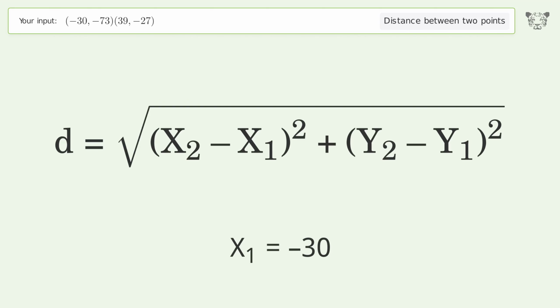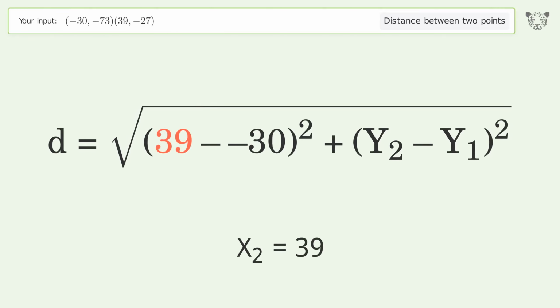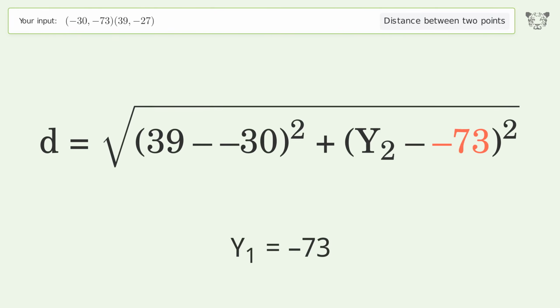x1 equals -30. x2 equals 39. y1 equals -73. y2 equals -27.